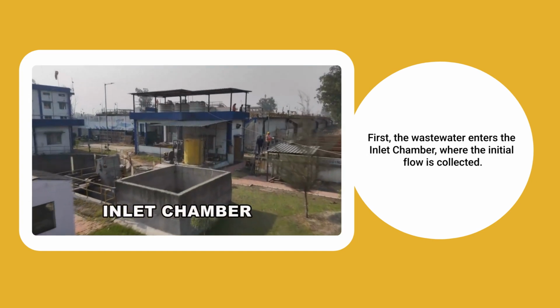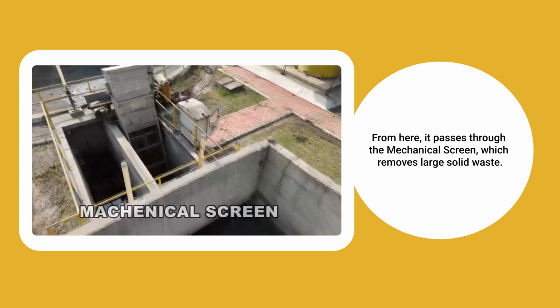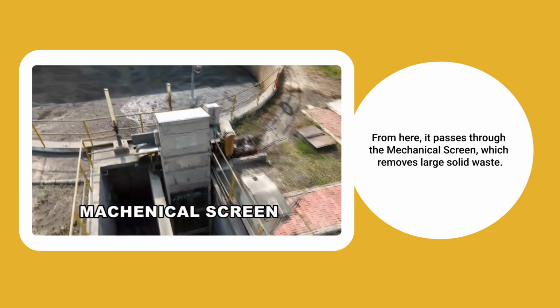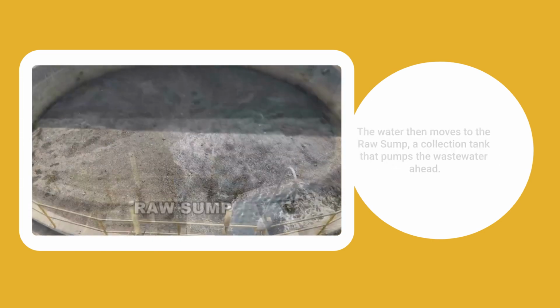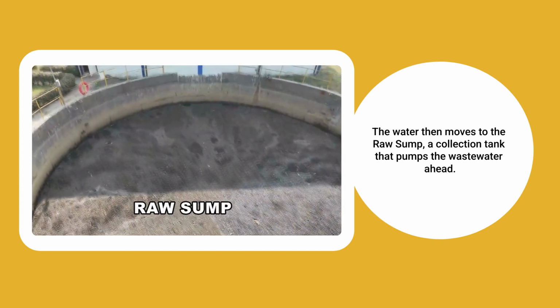First, the wastewater enters the inlet chamber where the initial flow is collected. From here, it passes through the mechanical screen, which removes large, solid waste. The water then moves to the raw sump, a collection tank that pumps the wastewater ahead.